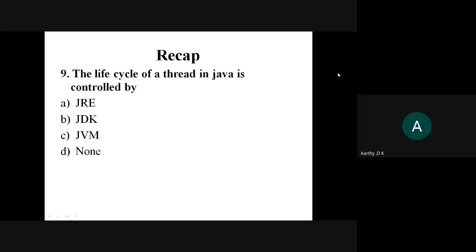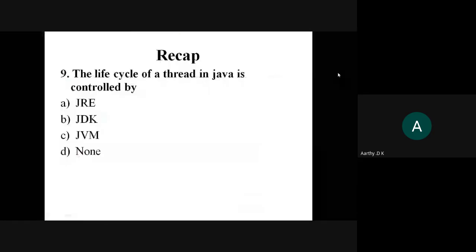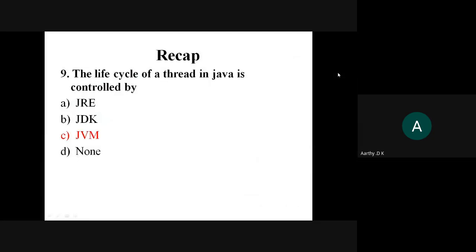And the last question: the life cycle of a thread in Java is controlled by whom? JRE, JDK, JVM? Who has the control over the life cycle of the thread, that is, who will execute the thread? It's very simple. 9C. Yes, JVM. Your Java Virtual Machine will have the control over the life cycle of the thread. Okay, so that's all. That is a quick recap of all the concepts that we have seen.